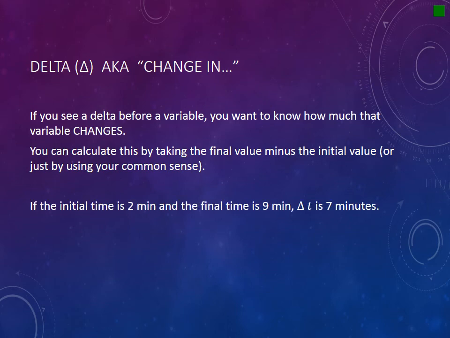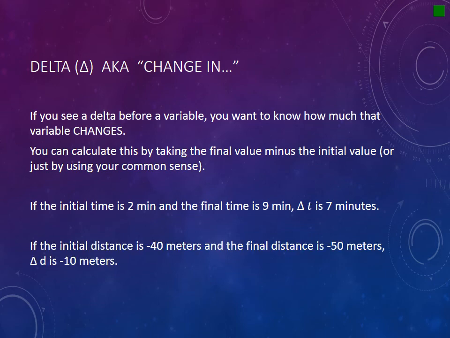So an example would be that if we start at 2 minutes and then we finish at 9 minutes, then our change in time is 7 minutes. And then for delta d, if the initial distance is minus 40 and the final distance is minus 50, then our change in distance is negative 10 meters.